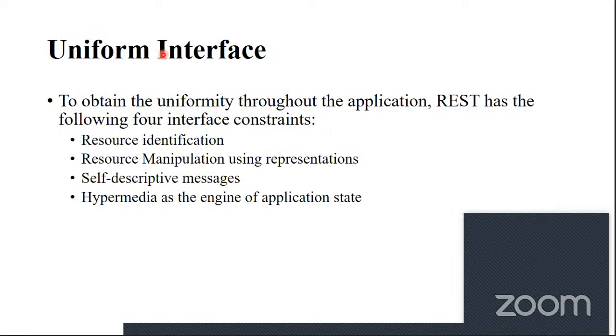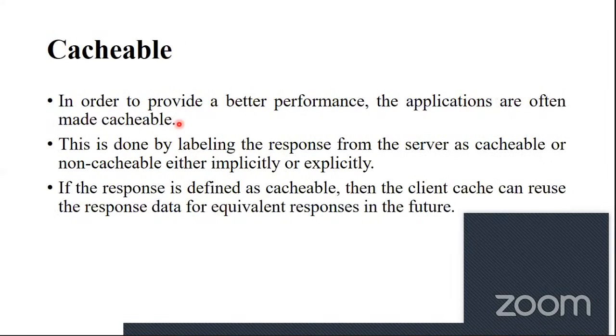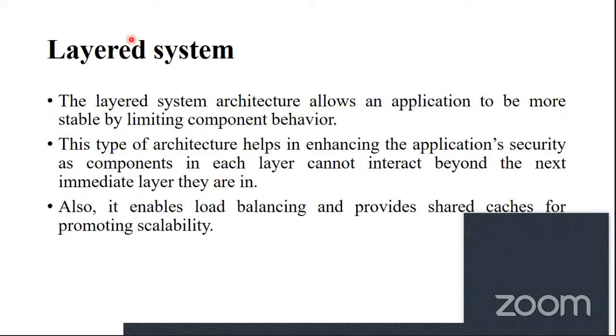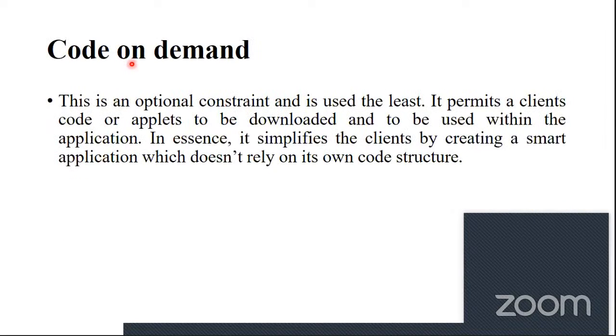Then uniform interface, that's nothing but your URL. Then cacheable. Cacheable means handling the cache memory, which is mainly used for reusing the response in the future. Then layered system. This layered system is nothing but security things. When I am adding more layers to my application, then only it will be fine. So this layered system is nothing but safety for the security.